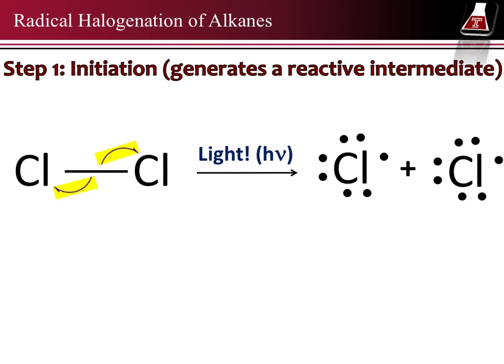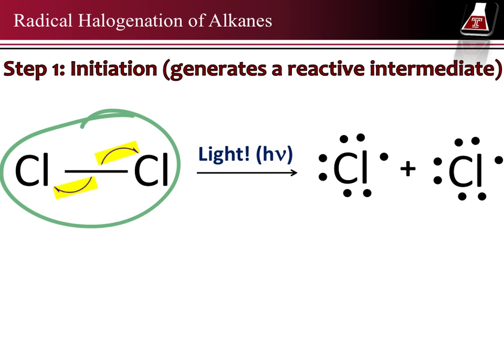Okay, but what does initiation mean? How does one start a radical reaction or a halogenation reaction? Well, not surprisingly, the first step involves homolytic cleavage. Here we have molecular chlorine, and this bond is breaking to form two chlorine radicals.